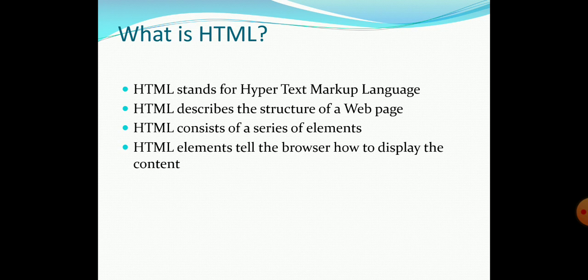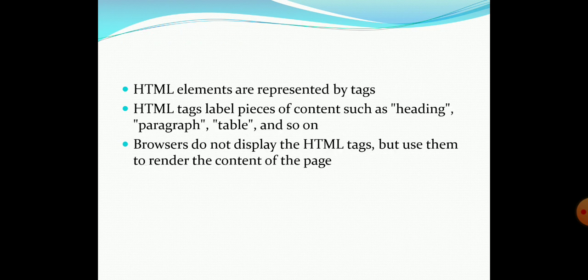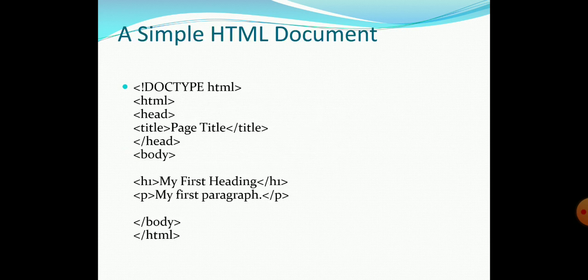In HTML, we have a series of elements. These elements basically tell the browser how it is supposed to display the contents in the page. The elements in the HTML are represented as tags. HTML can have many elements or tags, like it can have the heading, it can have tags for table, it can have tags for displaying the list, and so on. The tags themselves are not displayed, but whatever is contained in the tags, that will be displayed on the page.